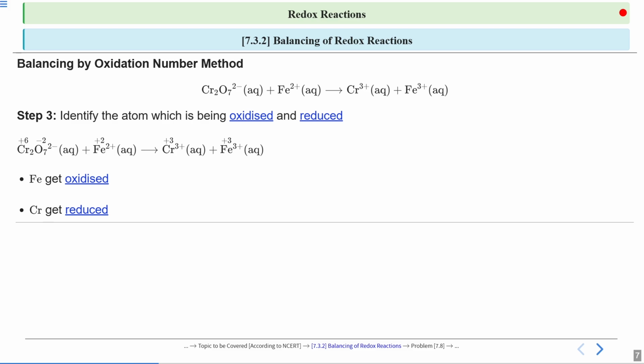While looking at the chromium, we can see that it is being converted from plus 2 to plus 3. That means the oxidation number has decreased and the chromium is reducing. Hence, the atoms are identified for being oxidized and reduced. So, iron is oxidized while chromium is reduced.